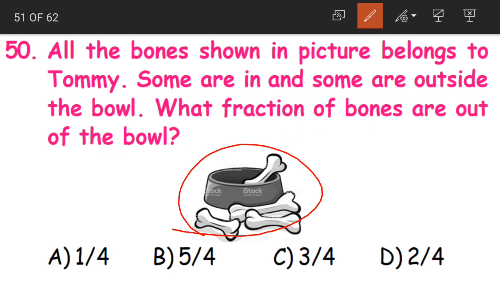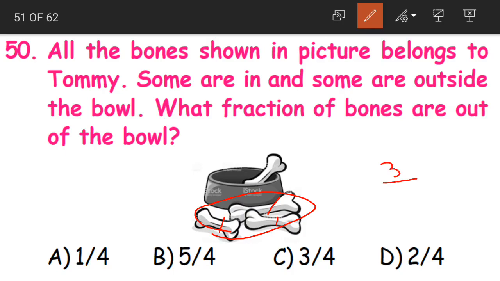So we have to find out the fraction of bones that are outside of the bowl. Now outside of the bowl how many bones do we have? 1, 2 and 3. So 3 becomes our numerator divided by what will be the denominator, children? The total number of bones. Yes, we have to count all the bones together.